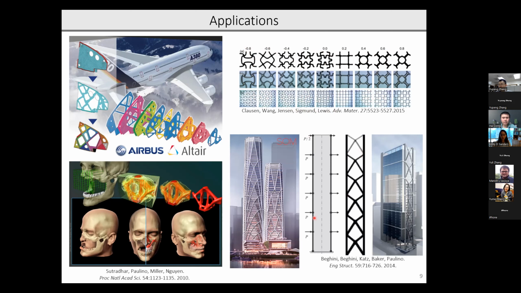And then on the much larger scale, topology optimization has also been used in civil engineering to design, for example, lateral bracing systems of tall buildings. So here in this example, you can see a pattern that we often see in our optimized solutions called a Mitchell truss. And this structure was actually constructed in China.